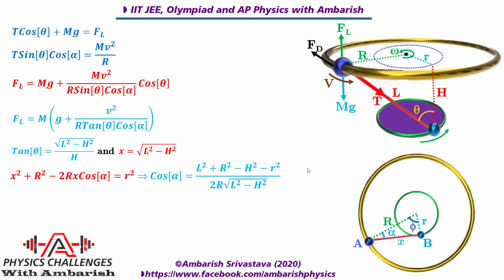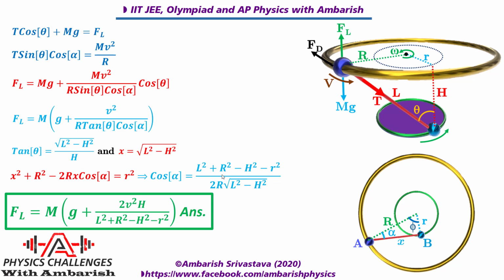Once you have cos alpha, now you wanted cos alpha and you wanted tan theta. So tan theta is here and cos alpha is here. So our recipe is complete. We just need to do the final garnishing and we arrive at the answer. And this is what you get for the final lift force, that is capital M into this complicated expression.